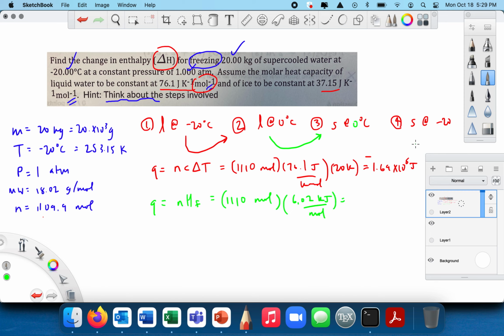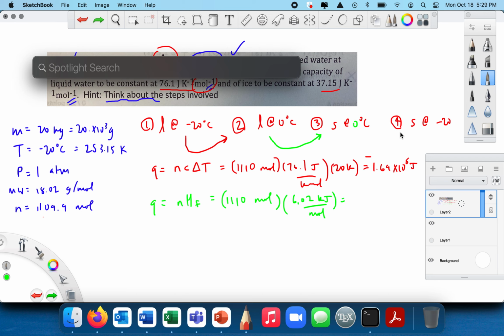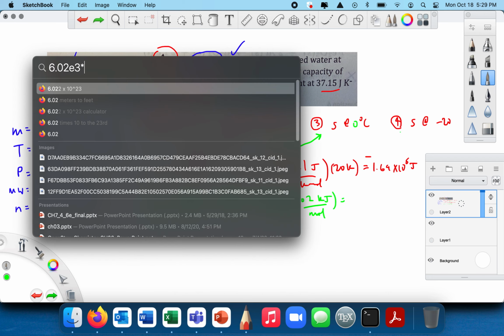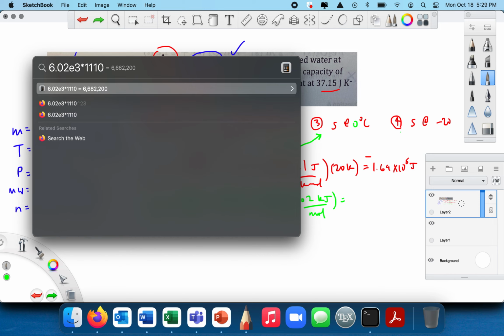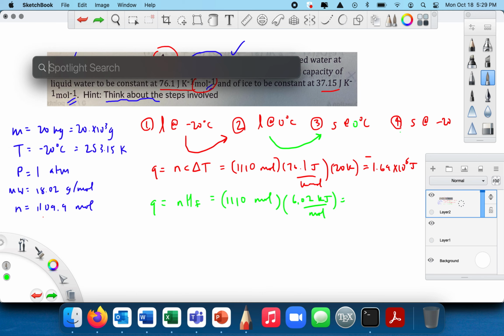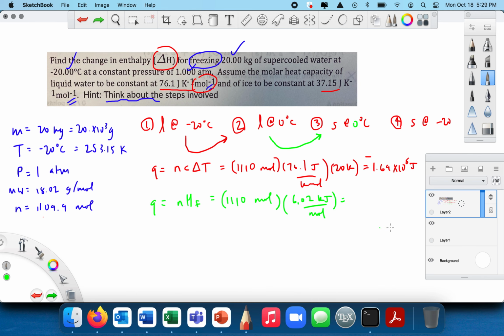And this is in joules, right? The first one's in joules, so I have to make this one in joules also. 6.02 times 10 to the 3 times 1110 equals 6.68 times 10 to the 6 joules, right?